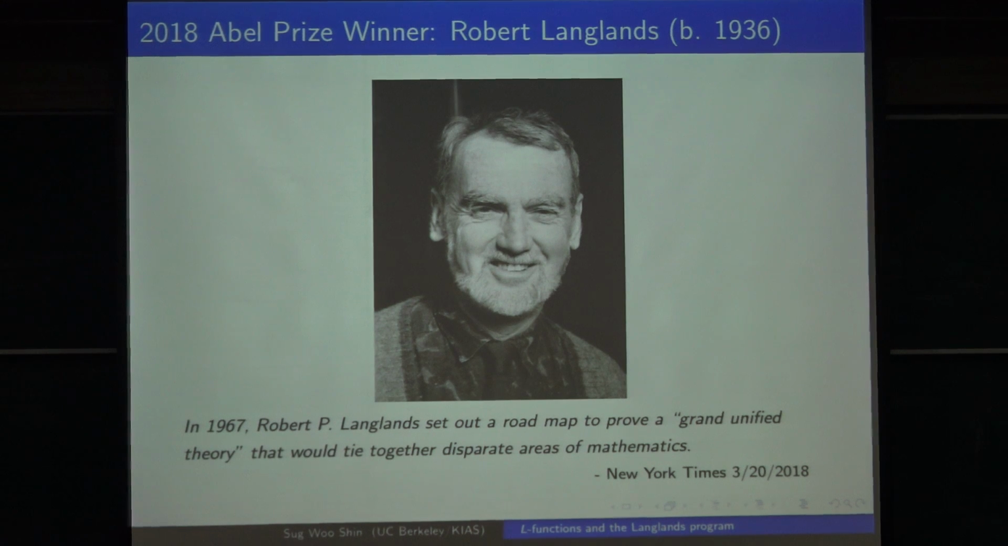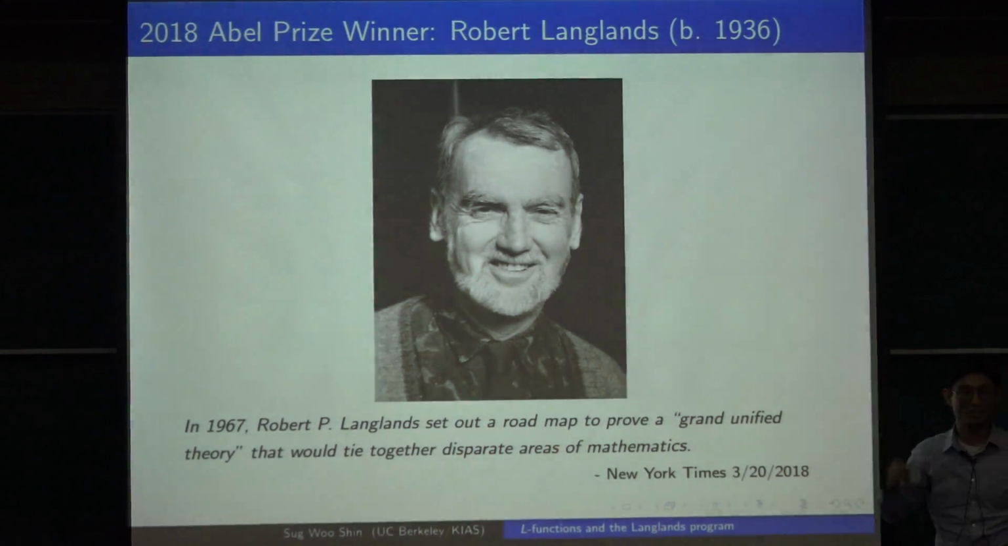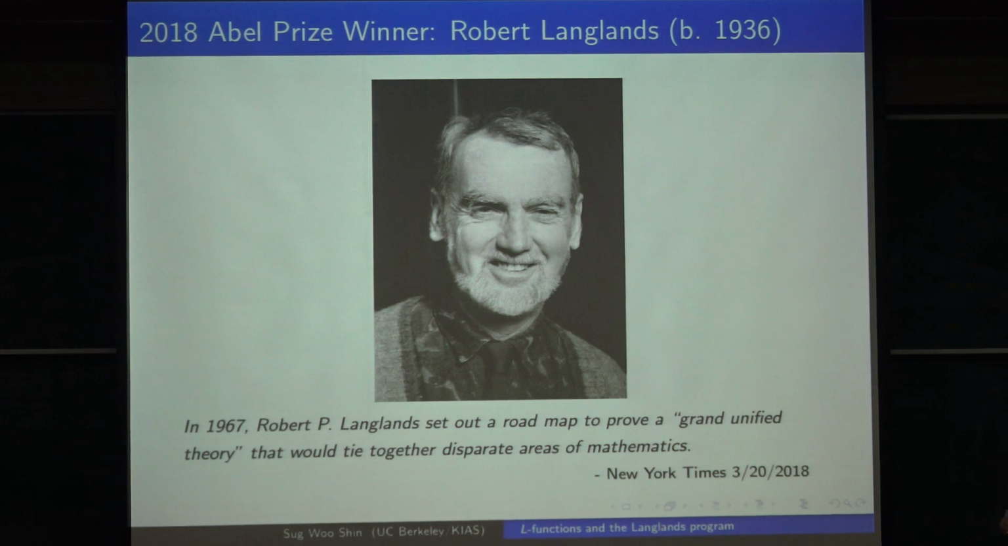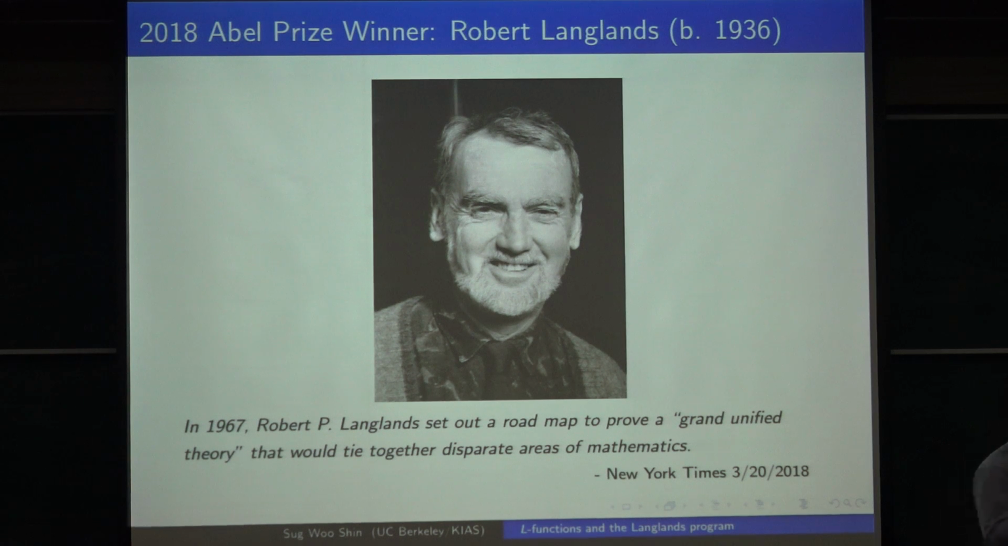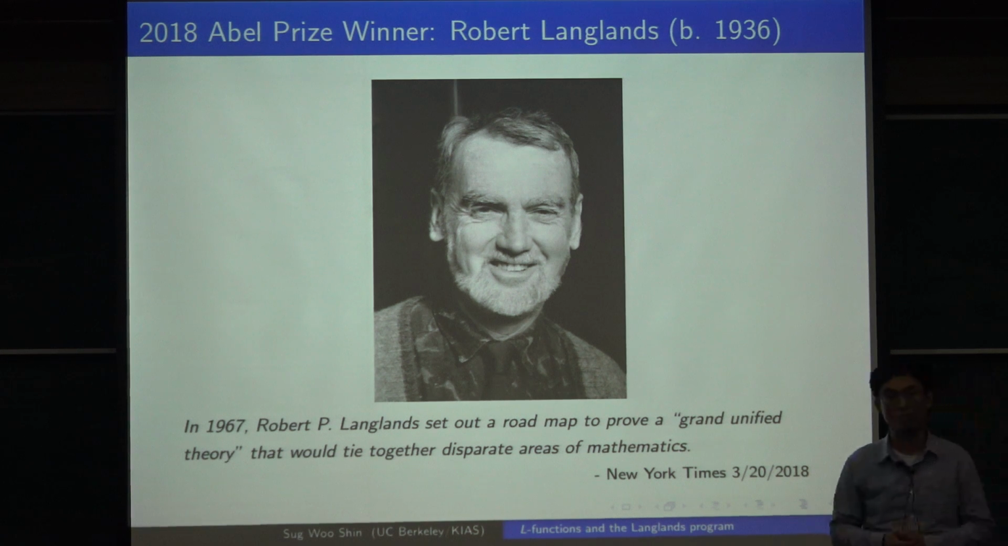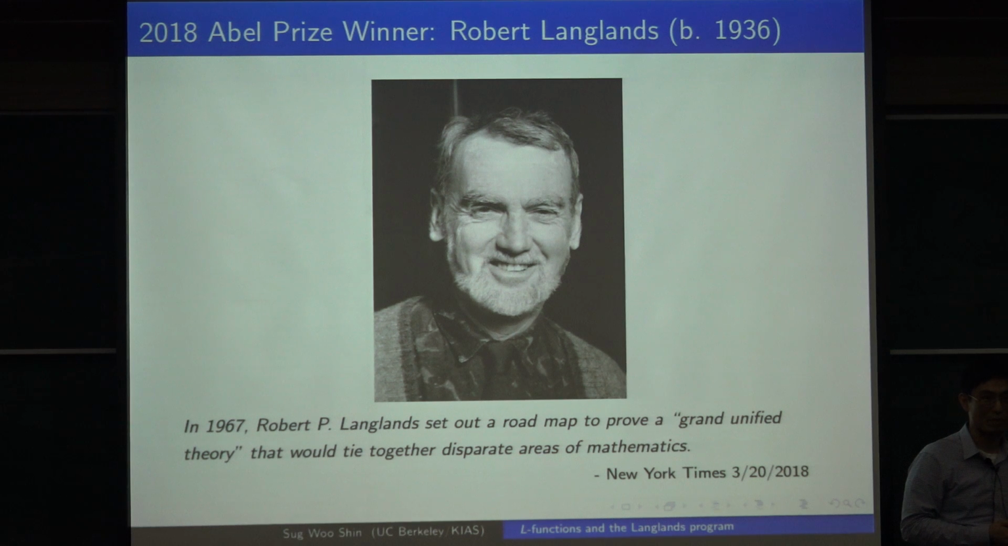So here's Langlands. He's now quite old. He's like 81 or something. So he has a nice smile. But in any case, many of you may have heard of the Nobel Prize. It's intended to be the Nobel Prize in mathematics. We used to say we don't have any Nobel Prize in math. Maybe Fields medals are maybe the best approximation.